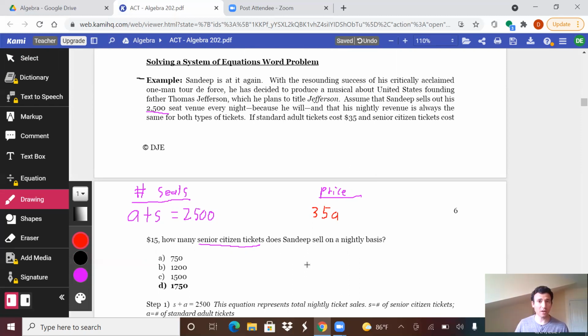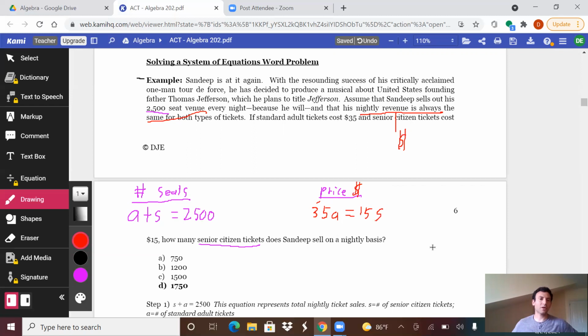But the big thing we know is that his revenue is always the same for both tickets. On a nightly basis, his revenue, meaning money, and this is our money equation right here, so I should probably put a money sign next to this. The amount of money he makes off of both is always the same. So that means that the amount he makes off of the standard tickets, 35 times the number of adult tickets, is the same as 15 times the number of senior citizen tickets.